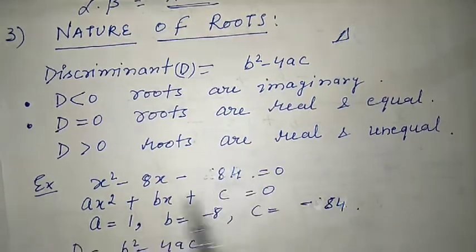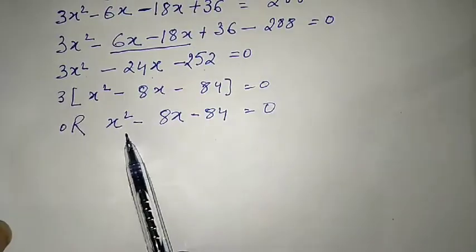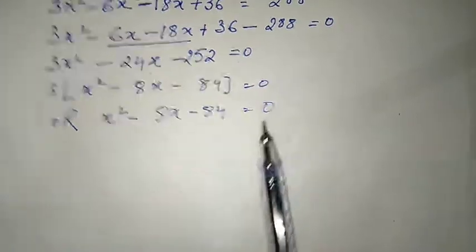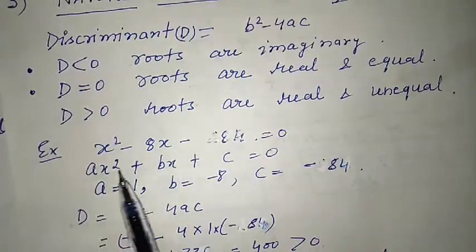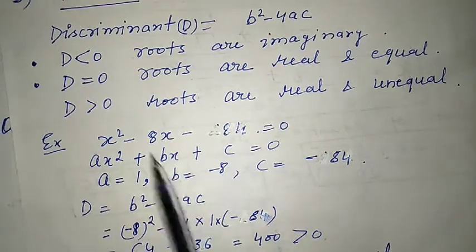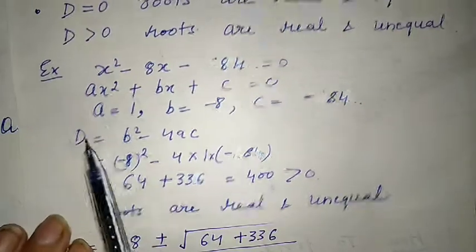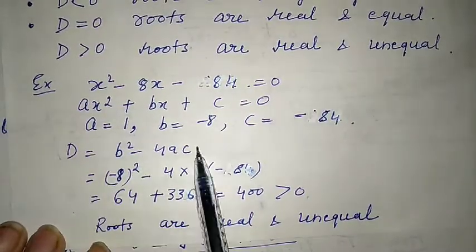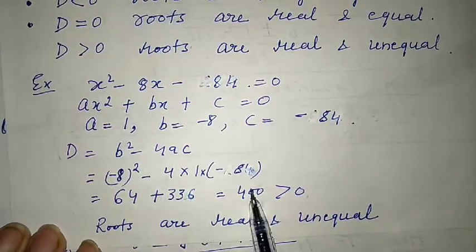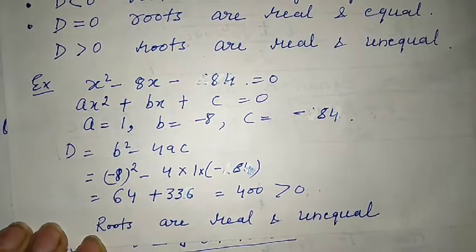Now we will try this for our problem, x square minus 8x minus 84 is equal to 0. Comparing with the general form, a is equal to 1, b is equal to minus 8, and c is equal to minus 84. On calculation, D is b square minus 4ac, which is 400, that is greater than 0. It means the roots are real and unequal.